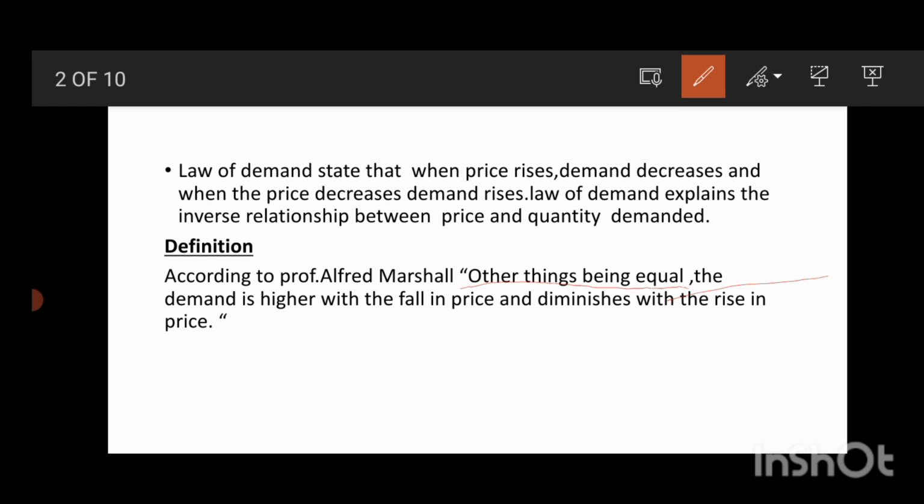If demand for a commodity is higher, the price of such a commodity will be less, and the demand for the commodity will diminish with the rise in price. That is, when the price is more, the demand will diminish or decrease, and when the price is less, you can see that there will be more demand. That was explained in the law of demand.